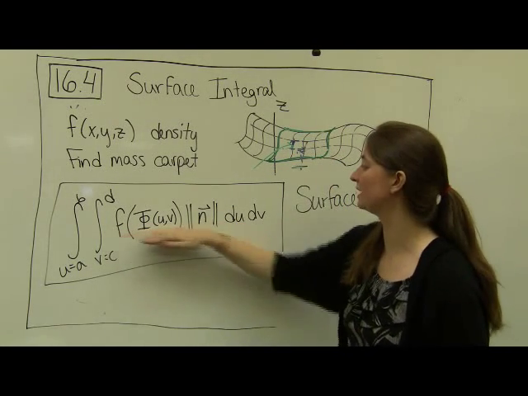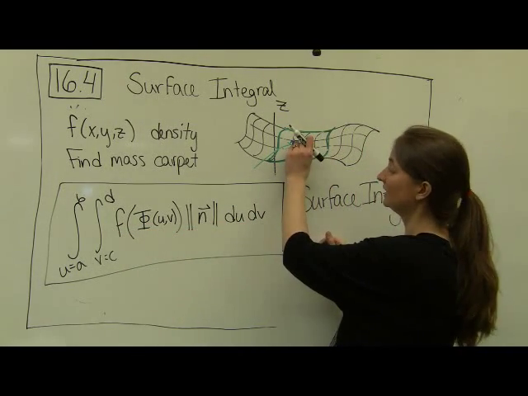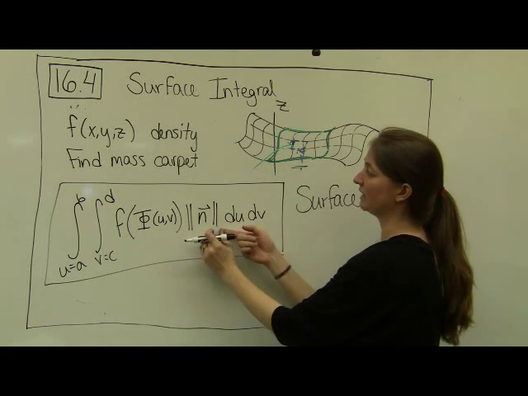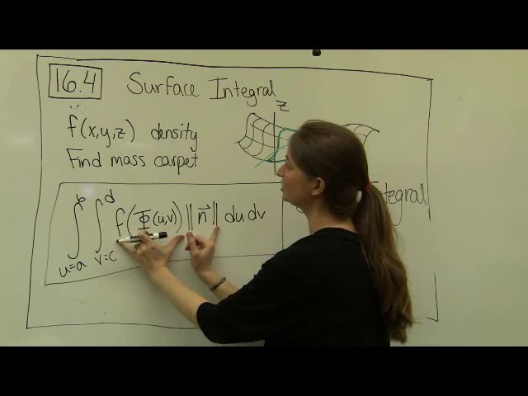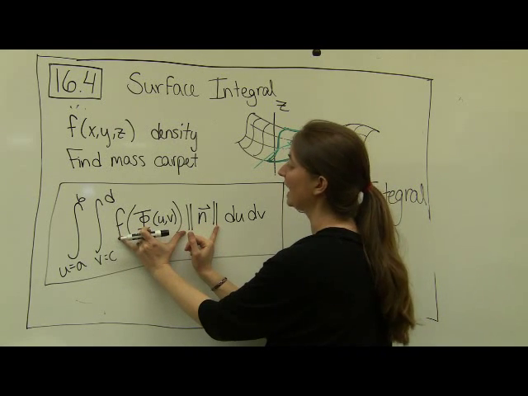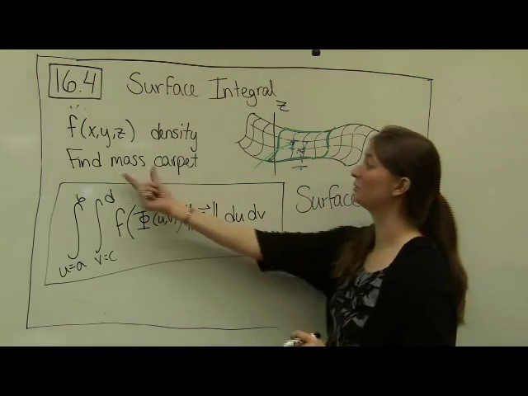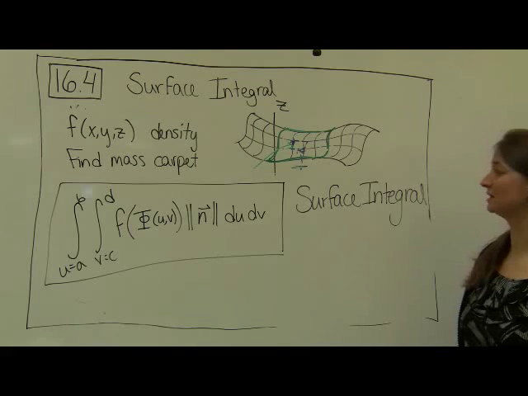And so each piece right here is telling me the density at that tiny little parallelogram times the area of that parallelogram. So this is a tiny chunk of mass. And then I want to add up all of those mass chunks over the entire carpet. And that will give me the total mass, which is the surface integral.